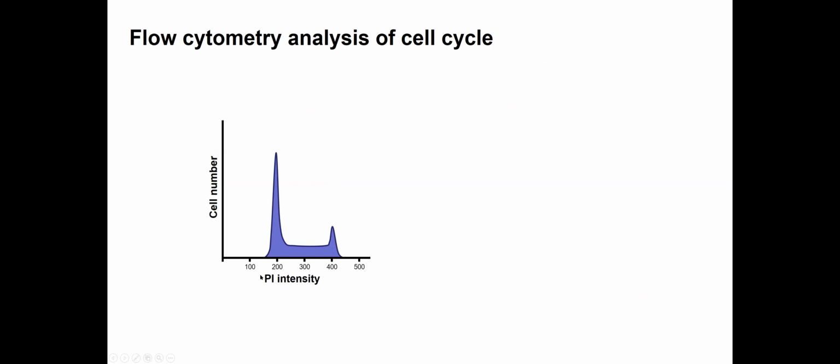Now here, this is the PI intensity. That means this x-axis is the DNA amount, and this one is the cell number. So by looking at this, this is 2N. This is 4N. Then by analyzing this, we can say this one is G0, G1. This is the S phase. This is G2M, you can say.